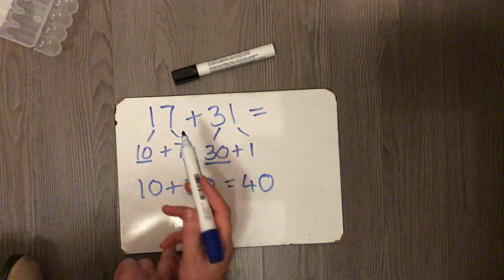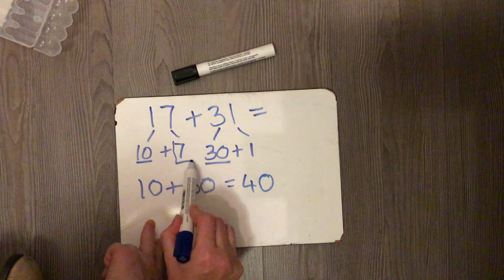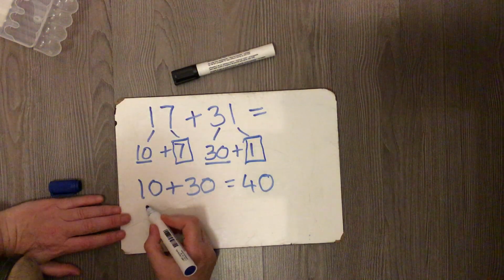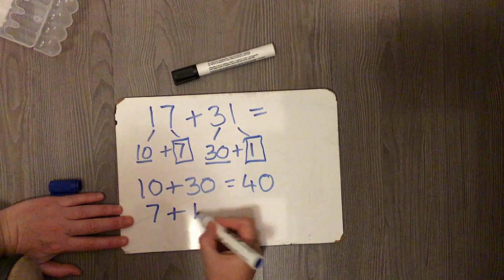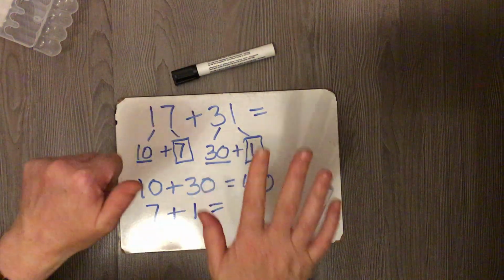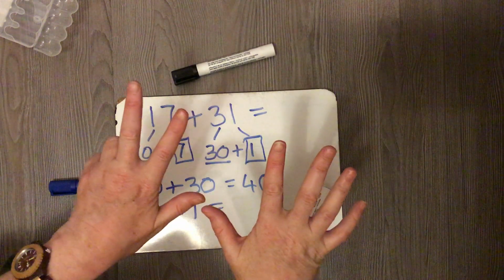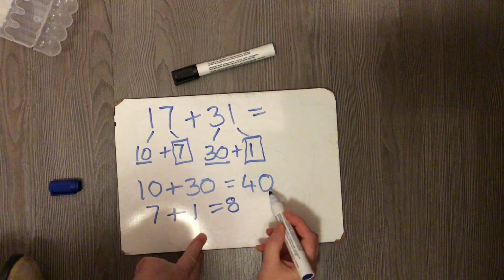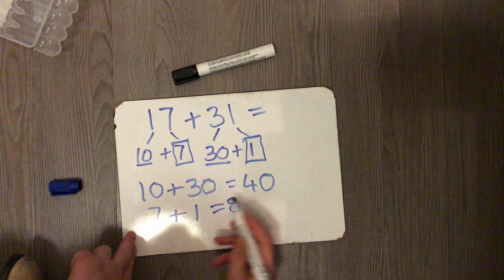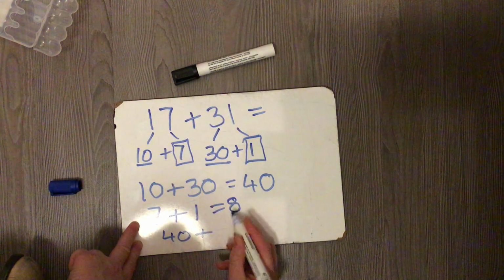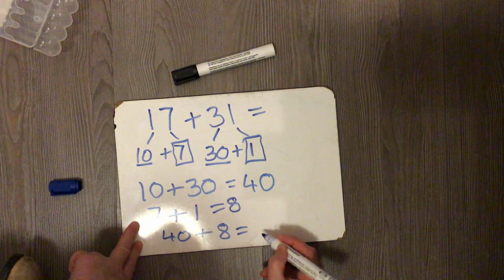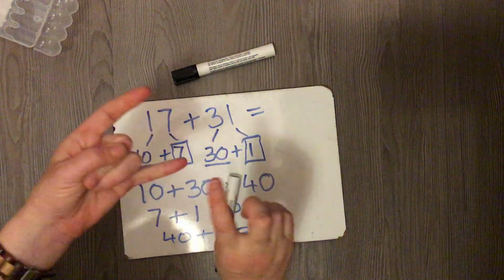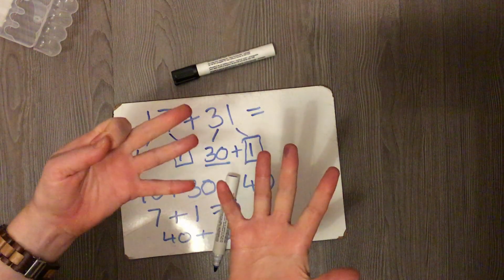Now I'm going to take what's next. I need to add the units together, don't I? So I have 7 and 1. So I need to make that number sentence. 7 plus 1. Let's start with the bigger number, which is 7. And I'm going to add 1, which is 8. And then I need to add these together. So 40 plus 8 equals 41, 42, 43, 44, 45, 46, 47, 48.